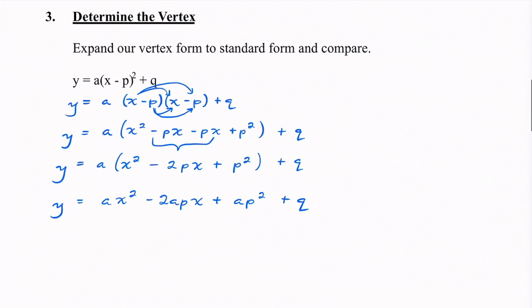And then to get this into standard form, we should have our x squared terms first, our x terms second, and then our constant term last. So I am going to just write the terms in front in a different color, just so they stand out a little bit more clearly.